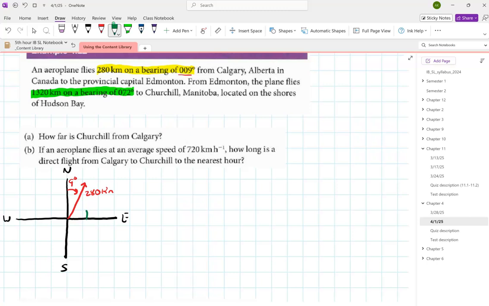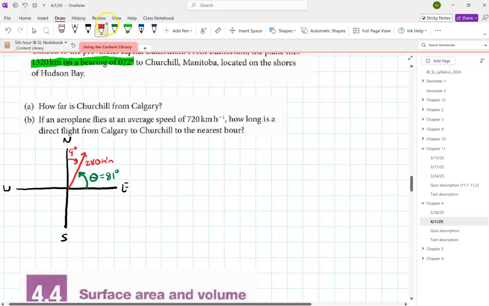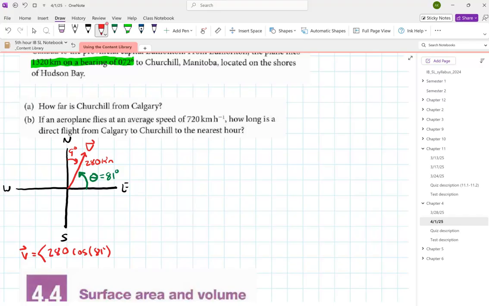What I want to do now is resolve this vector into a standard position angle. So what is that angle theta going to be here? Should be quite easy, 81 degrees. So if I rewrite my vector, I'm going to call this one vector v. In component form, that's going to be the magnitude times cosine of my standard position angle, comma, magnitude times sine of my standard position angle.